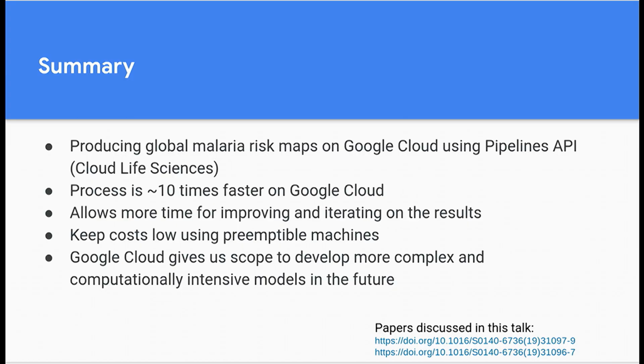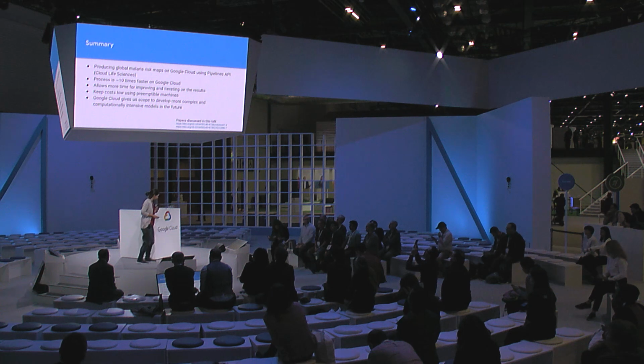So in summary, we produce global malaria risk maps using Pipelines API, and it makes the process about 10 times faster using Google Cloud. This allows us to continually improve our models at a faster rate for the deadlines, and also it gives us scope to develop more complex and computationally intensive models going into the future. Thanks.